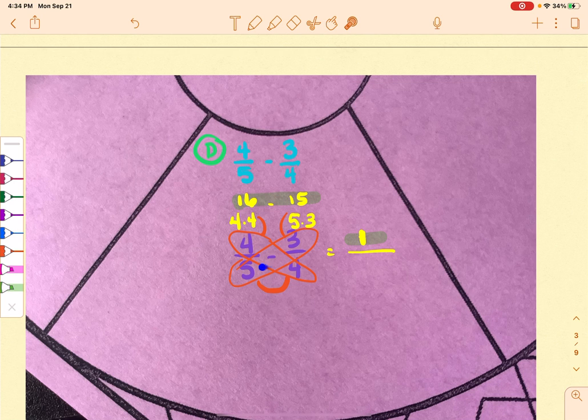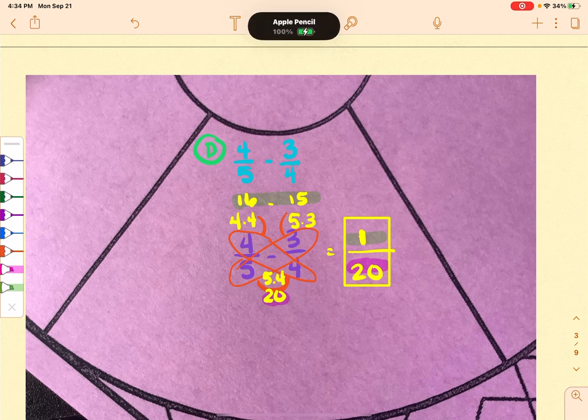Now I've got to put this part together. So 5 times 4 is 20. And that's going to go here. Now I will give you a little hint. When you have 1 as the top number, unless the bottom number is 1 as well, you're not going to be able to reduce it. That's going to be its most reduced form. Okay, and we'll keep doing some practice together.